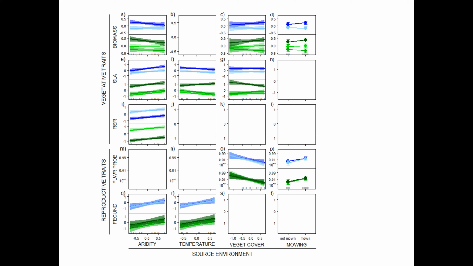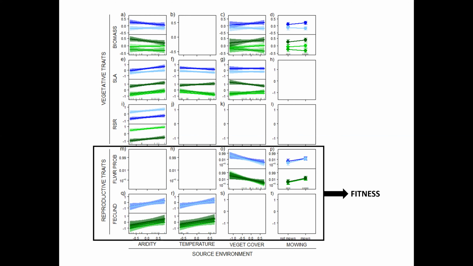But anyway, the stronger role of genetic differentiation in reproductive traits probably arises because of the more direct relationship with fitness. In contrast, traits less directly related to fitness, like in this case the vegetative traits, would instead display higher plasticity, and this would be to buffer short-term environmental perturbations and ultimately to maintain fitness homeostasis.